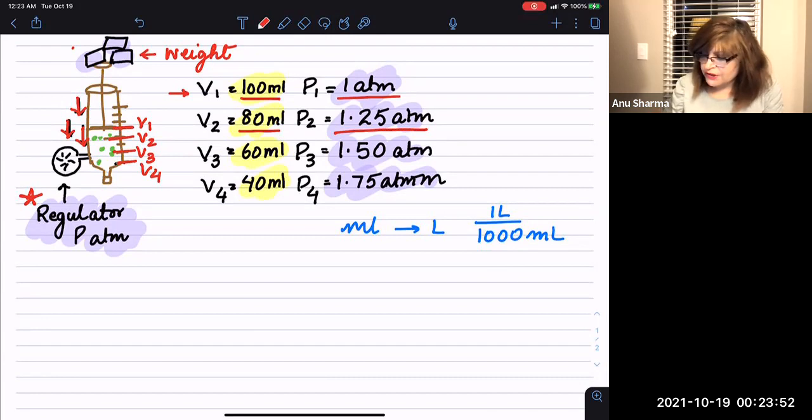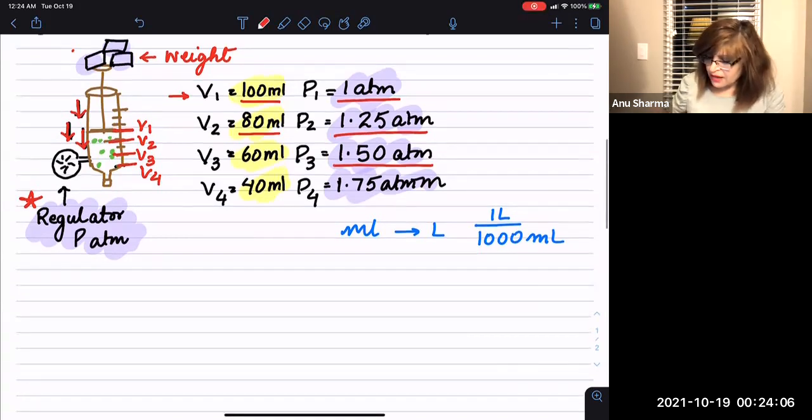Next, you increase the pressure and it reads 1.25 atm. The volume is lower than 10 ml, so it's 80 ml. Next, let us say you increase the pressure more by adding more weights. These weights translate into pressure on the regulator, and when you read that pressure, it's 1.50 atm, but the volume on the syringe is reduced.